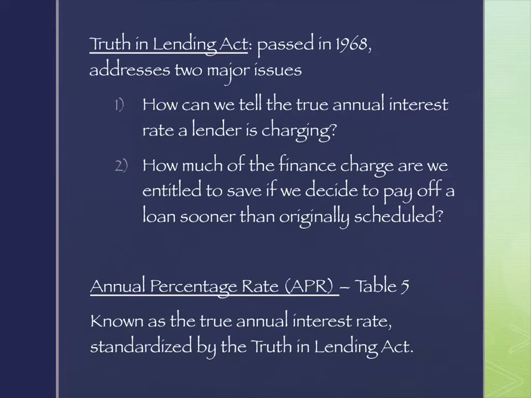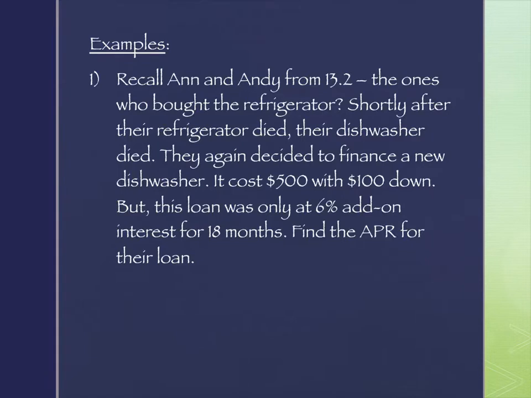So we're going to use a scenario to kind of establish what's going on here with Ann and Andy. Remember them? Back in section 13.2, we followed their journey a little bit along as they bought a refrigerator. And they didn't pay it off immediately. So shortly after the refrigerator dies, the dishwasher dies, because these things happen, right? And they seem to occur like in threes.